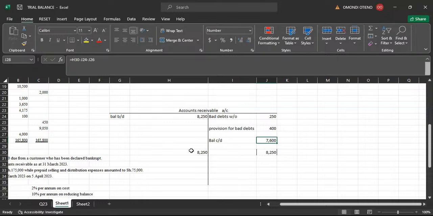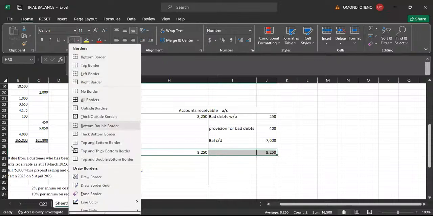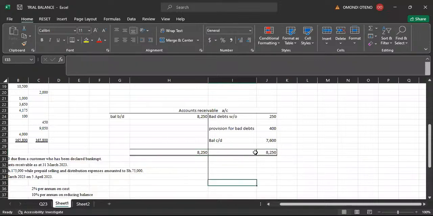So if I go to the statement of financial position under current assets, in the section of accounts receivable, I am going to insert 7,600 as my value. Is it now making sense to somebody? So that is what we need to do.